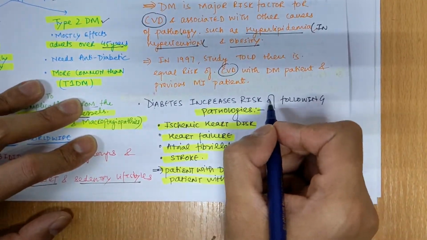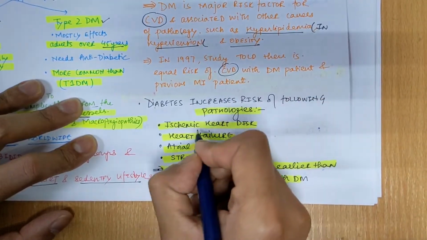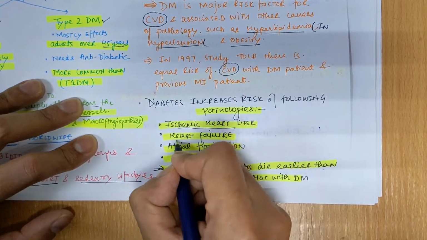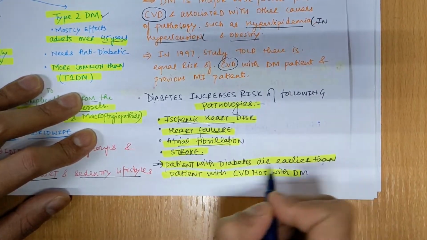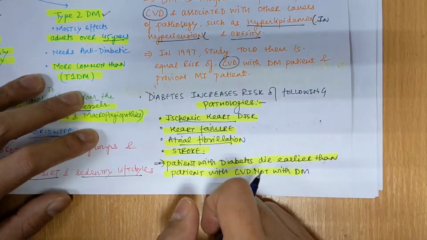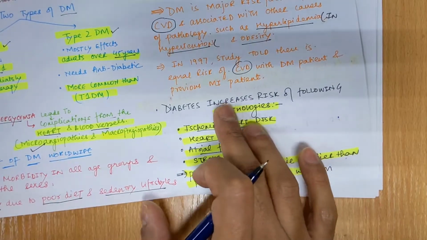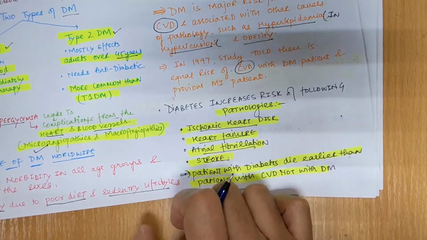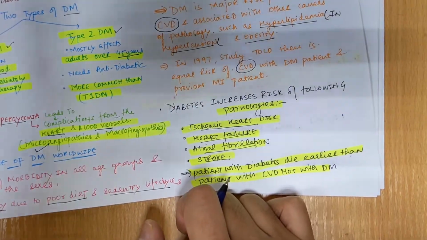Now what are the pathologies that diabetes puts patients at risk of? We have ischemic heart disease, heart failure, atrial fibrillation, stroke, and patients with diabetes die earlier than patients with cardiovascular disease who do not have diabetes mellitus. The meaning is that a patient who has diabetes and later develops cardiovascular disease will die earlier than a patient who has only the cardiovascular disease. So that is the main case.